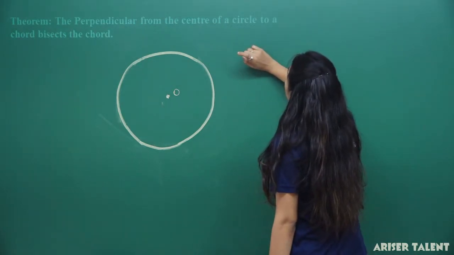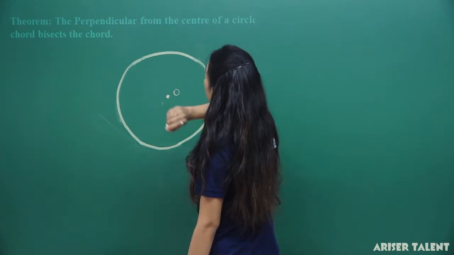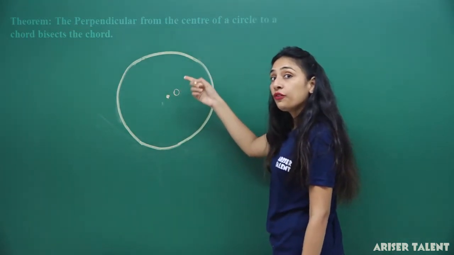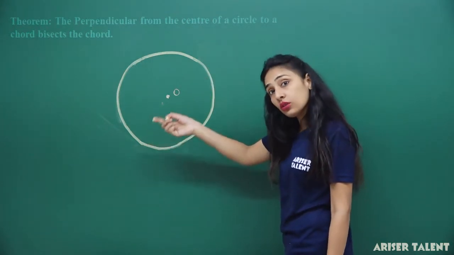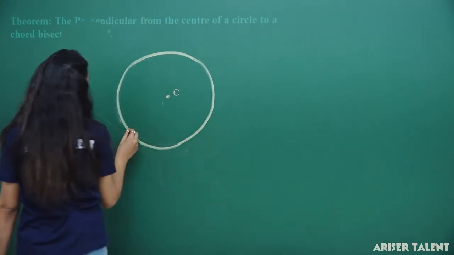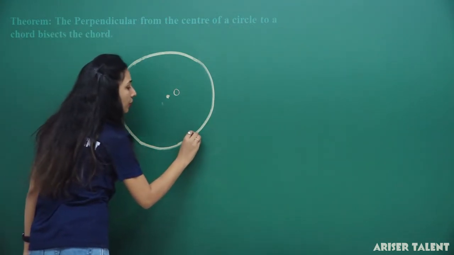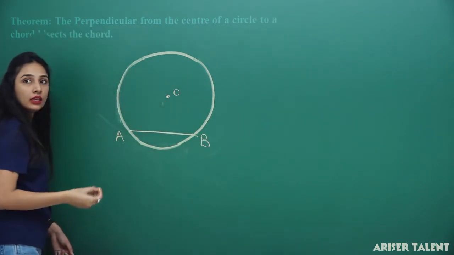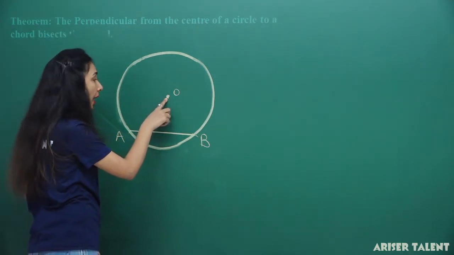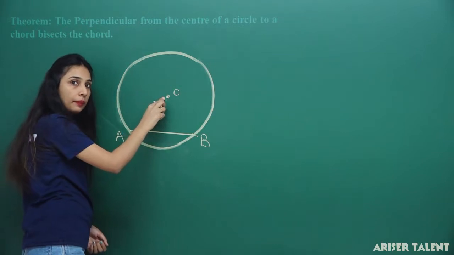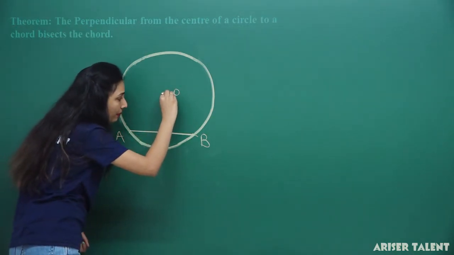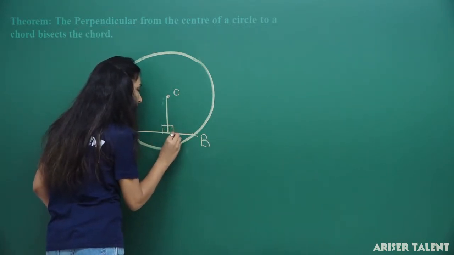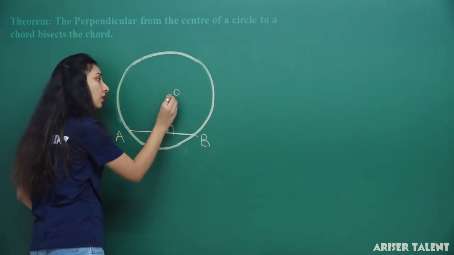Now, the perpendicular from the center of a circle, perpendicular to what? To the chord. So this is the chord. I have to draw a chord, and I am taking 2 points to do that. That will be AB. Now if this is the center of the circle, from this center I have to draw a perpendicular. So this is the perpendicular, students.